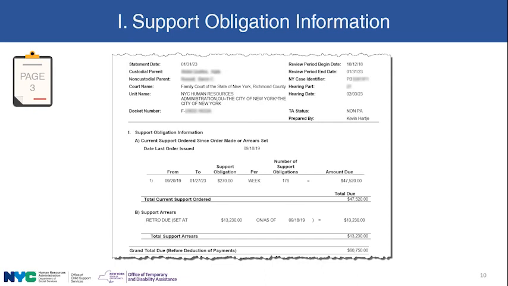When you add both the current support order and the total support arrears, you will get the grand total due on the account. This is the total amount of current and past child support currently owed by the non-custodial parent before any payments are deducted.